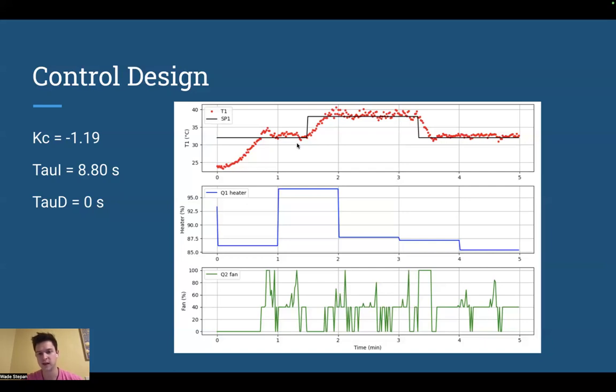And throughout this test, we had multiple changes of the set point as well as the disturbance variable, where the heater was changing values, trying to account for running a computer at different processing speeds or different needs, and our system was able to handle it pretty well. Ultimately, we decided to go with just a PI controller and leave out tau D, which is why we found it to be a value of 0 seconds.